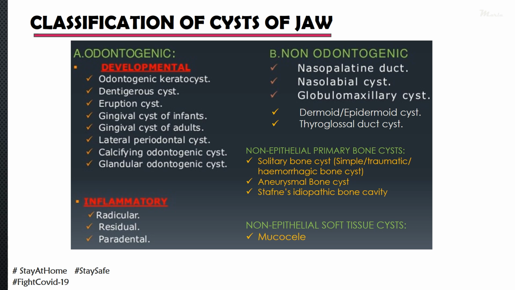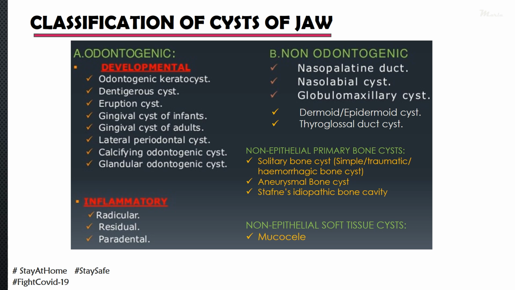The different types of developmental cysts are odontogenic keratocyst, dentigerous cyst, eruption cyst, gingival cysts of infants, gingival cysts of adults, lateral periodontal cyst, calcifying odontogenic cyst, and glandular odontogenic cyst. The inflammatory type of odontogenic cysts include radicular cyst, which is also known as the periapical cyst, residual cyst, or paradental cyst.